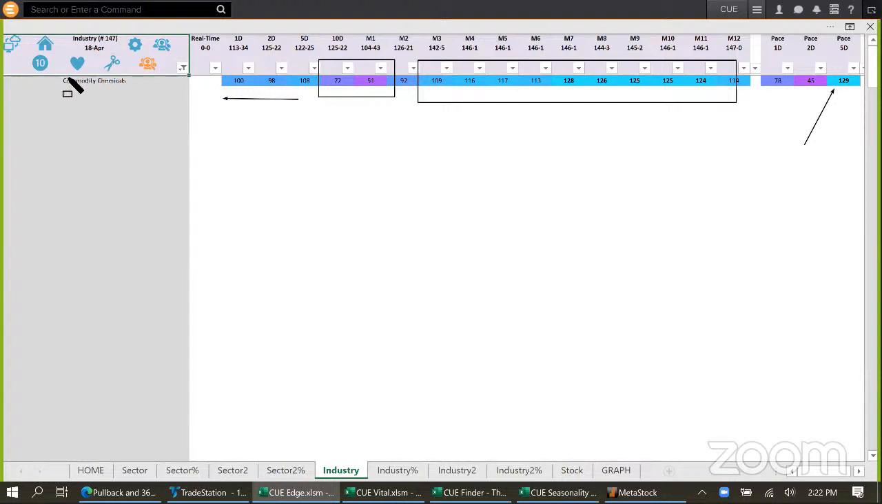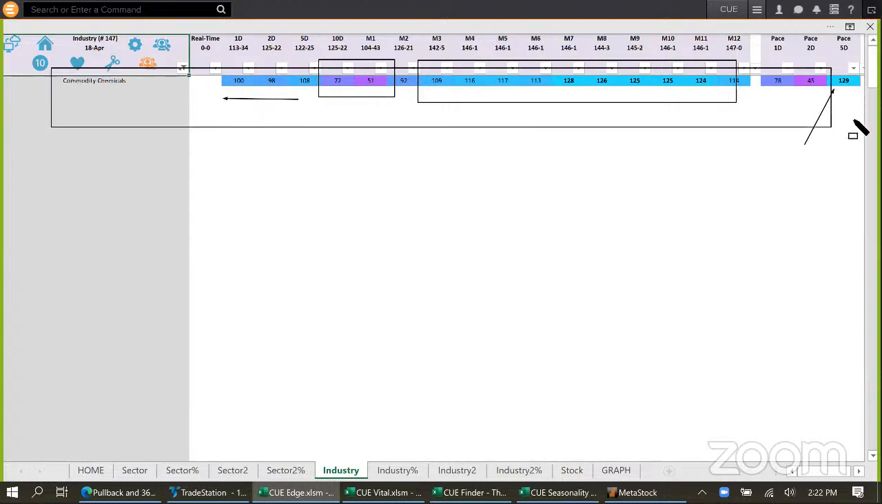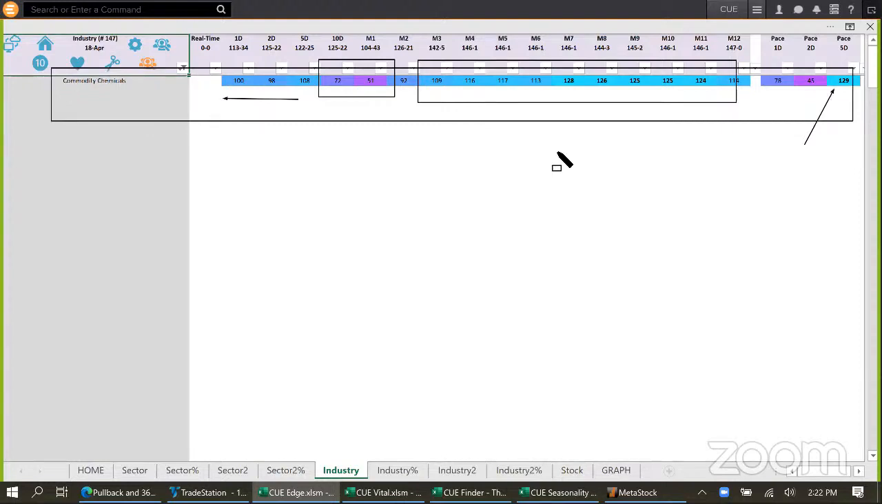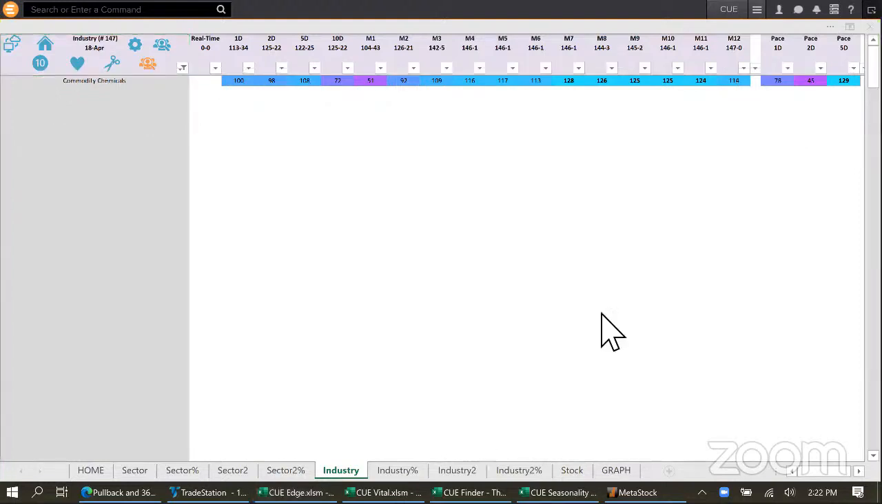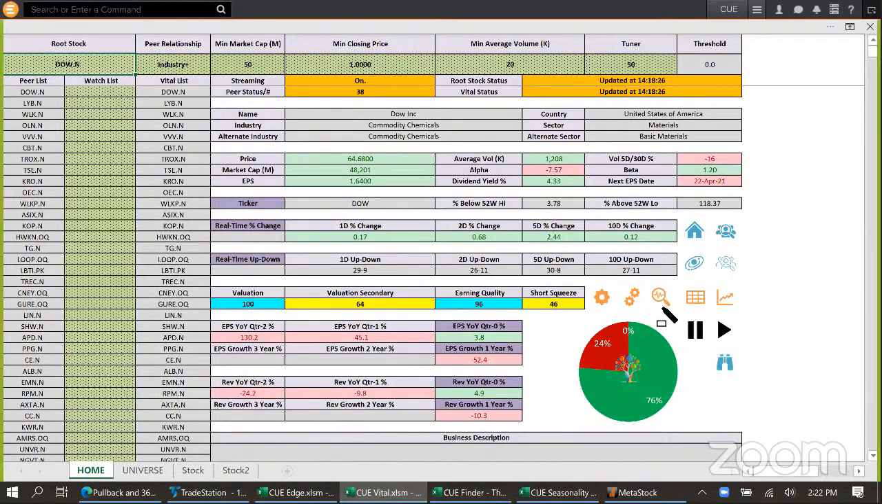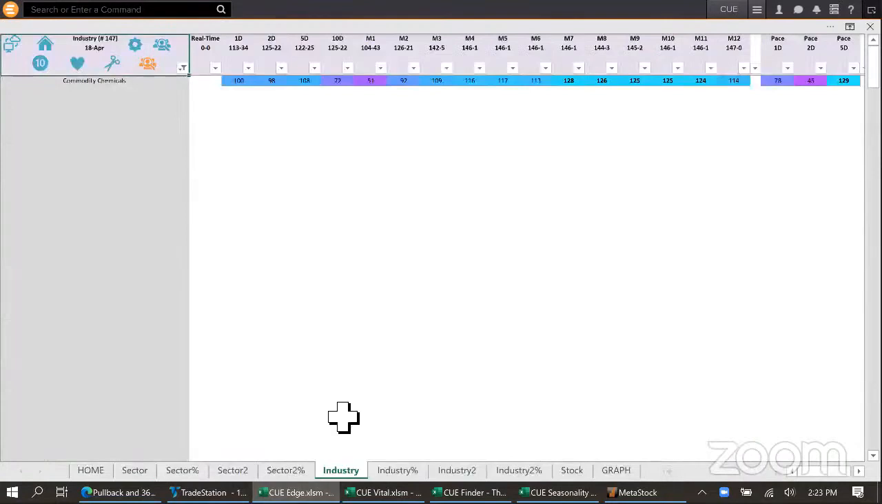How did I get to this commodity chemicals industry rotation scorecard? I did that using the gear buttons from Cubehiter. So we started with seasonality. I saw Dow has very good seasonality for April, 100% times it was up. Then I looked at its fundamentals, undervalued with accelerating earnings growth. Looked at industry rotation, is bullish, improving.